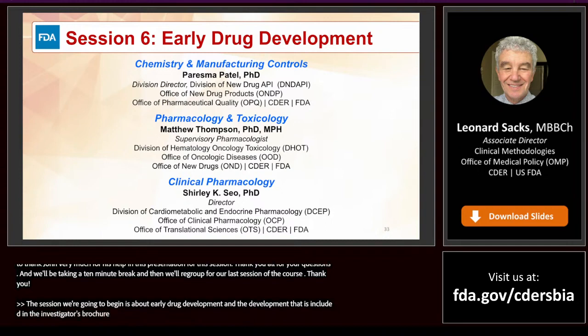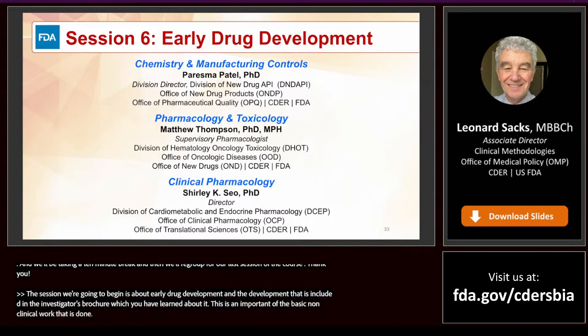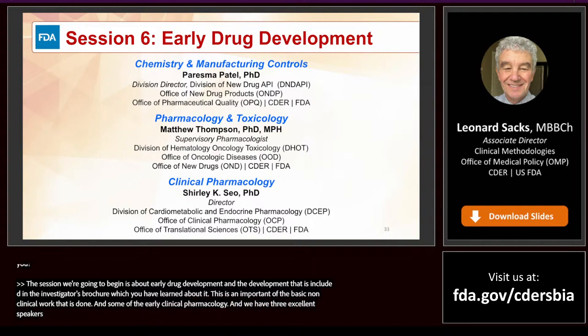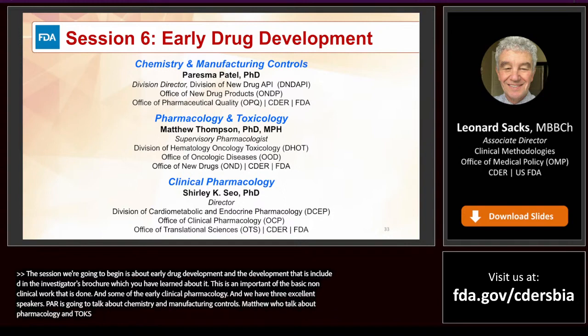So I think in understanding the investigator's brochure, it's very important to have an understanding of some of the basic non-clinical work that's done and some of the early clinical pharmacology. And to address those, we've got three excellent speakers. Paresma Patel is going to be talking about chemistry and manufacturing controls. We're going to move on to Matthew Thompson, who's going to tell us about pharmacology and toxicology. And then finally, we're going to end with a talk from Shirley K on clinical pharmacology. So let me hand it over to Paresma to begin.